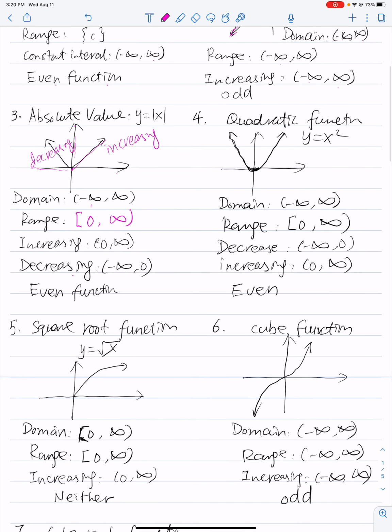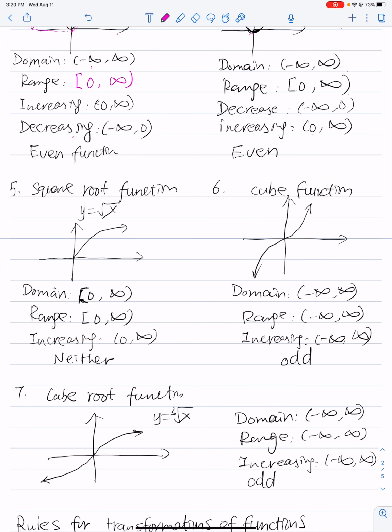Similarly, we have the quadratic function. It's very similar to the absolute value. Here are the straight lines, here are what? Curves, okay? So the domain, range, decreasing, increasing, and even are exactly the same here.